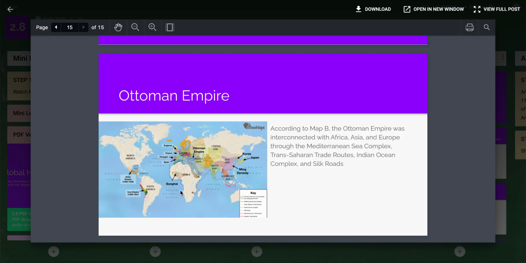This is map B for reference. According to map B, the Ottoman Empire was interconnected with Africa, Asia, and Europe through the Mediterranean Sea complex, the trans-Saharan trade routes, Indian Ocean complex, and Silk Roads. And I use the map key to be able to identify these. And the Ottoman Empire is spread across the continents of Africa, Asia, and Europe. The Ottoman Empire was huge, very interconnected. And again, we're going to learn more about them. But the Ottoman Empire would be an example from map B of a group of people that was very interconnected.